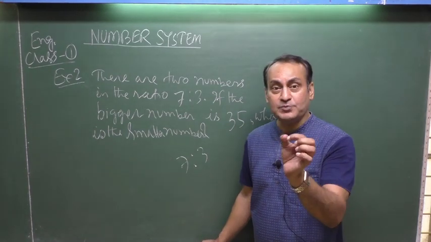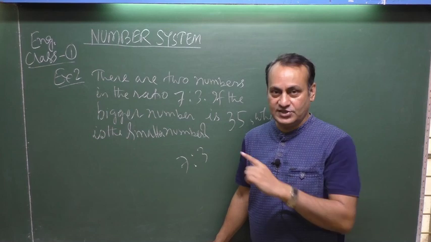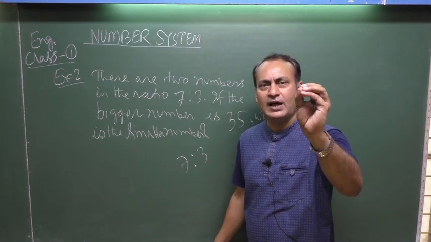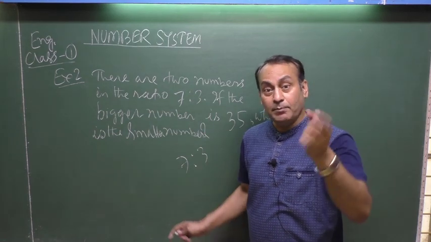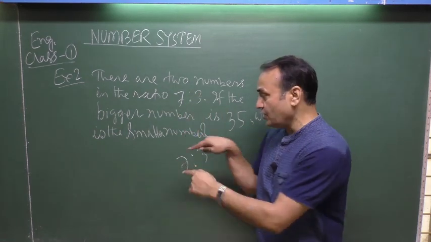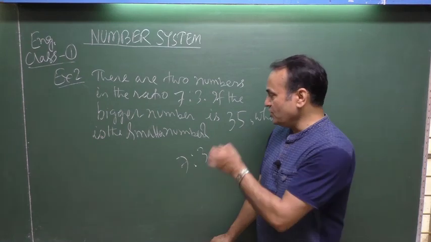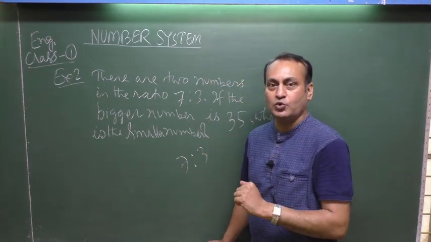If one is 7, another is 3. This is a glimpse of the reality. That means in fact the numbers are something else. But the glimpse of those numbers are in the ratio 7:3. This is the simplest form of those two numbers.